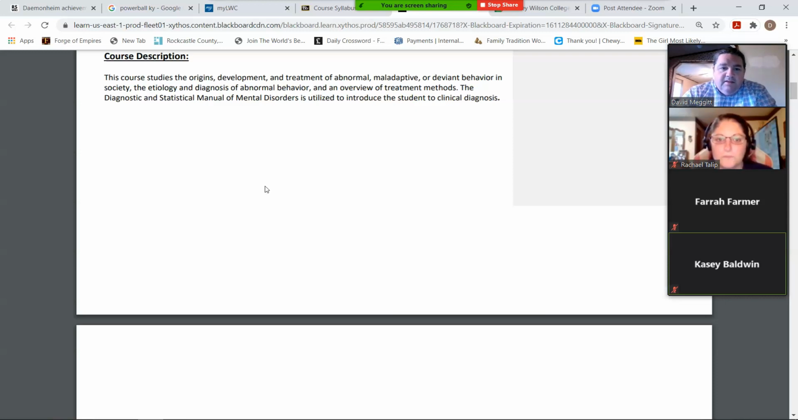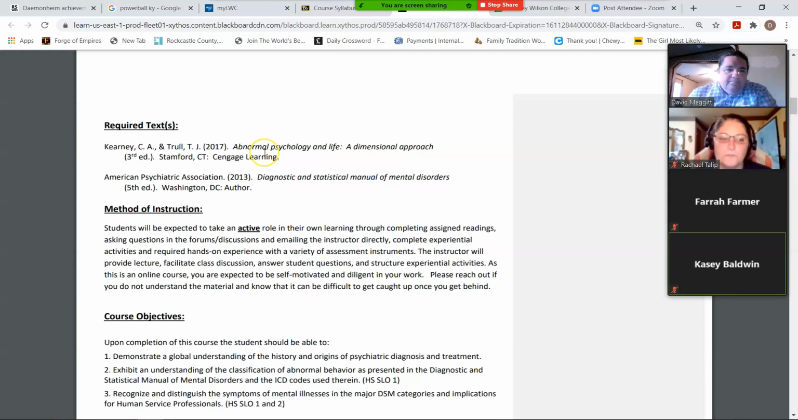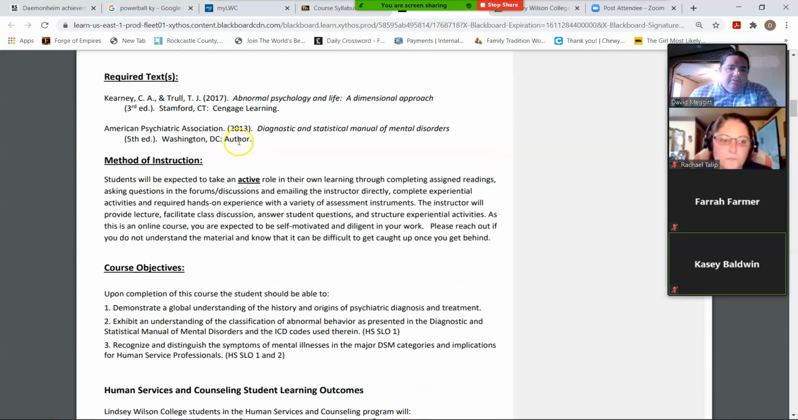And you will also need the Diagnostic and Statistical Manual of Mental Disorders, DSM-5, to go along with this as well. The second week is an activity for the DSM-5, so you'll definitely need one in order to answer all the questions and get those points. So those are the texts, Kearney and Troll, and the American Psychiatric Association DSM-5.